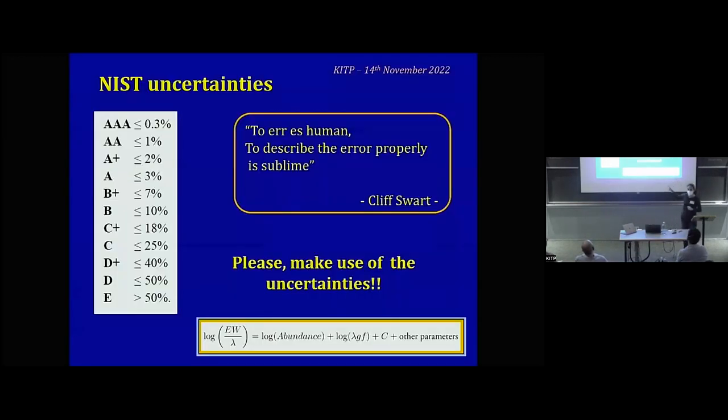You know that NIST, for example, gives you the uncertainty with these letters. And what I would say is, please, we put a lot of effort into measuring these uncertainties. Sometimes it takes longer than measuring the data itself. So use them for your studies of chemical abundance.